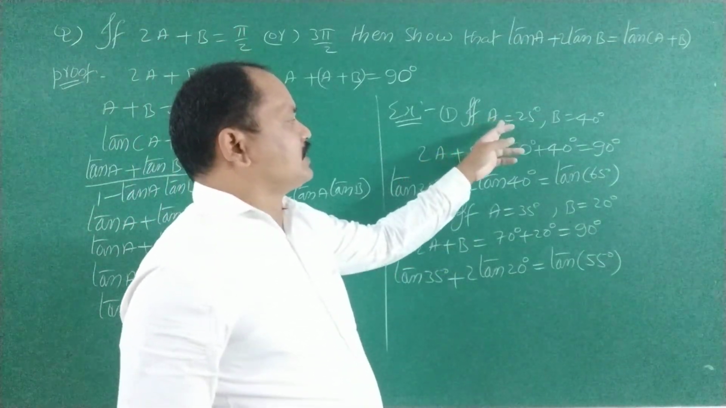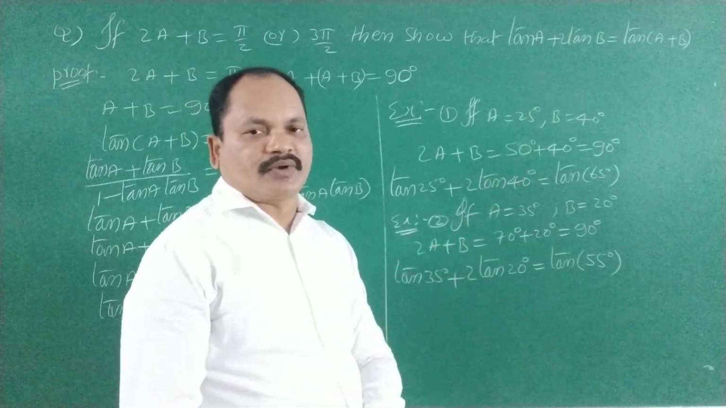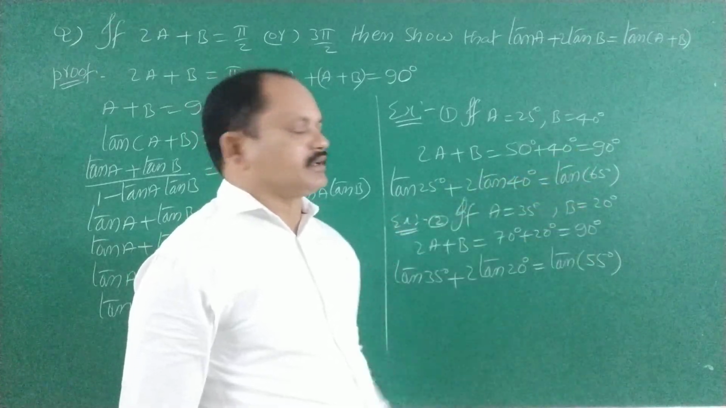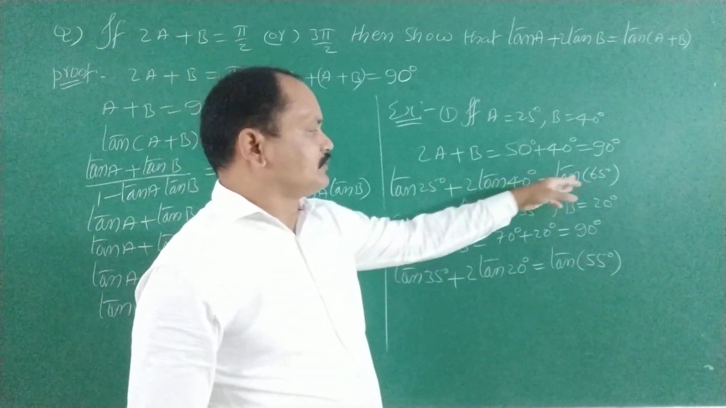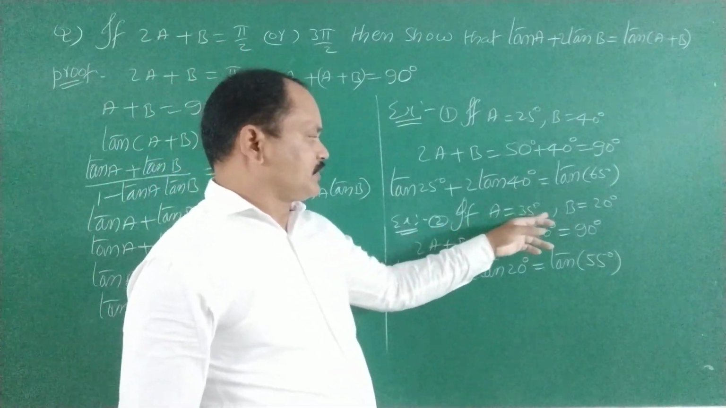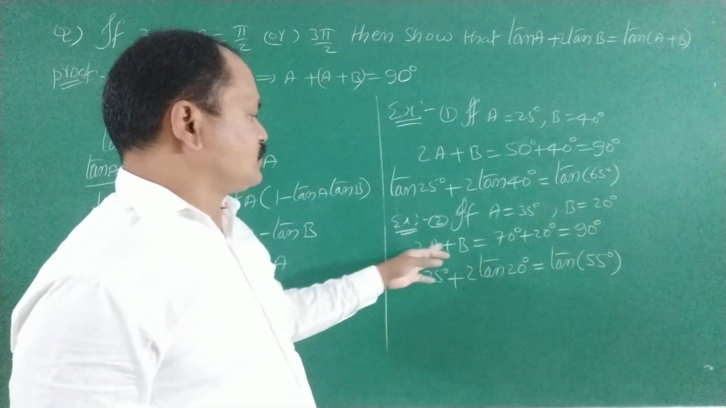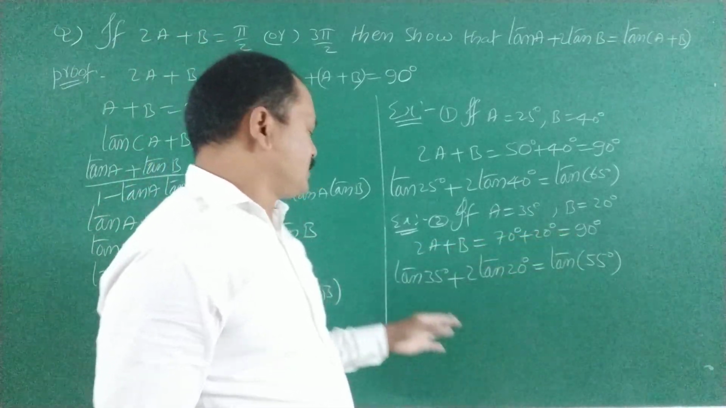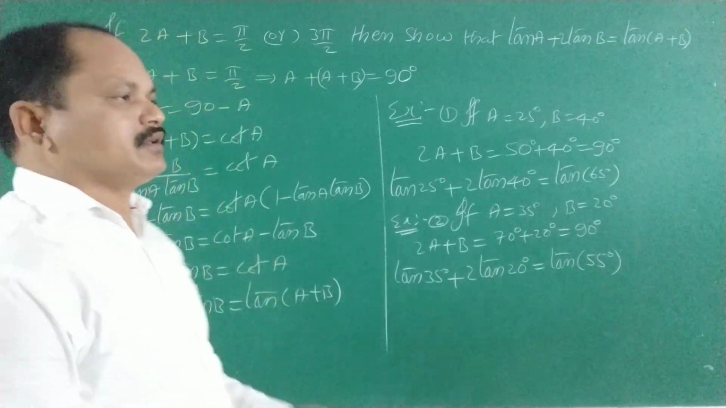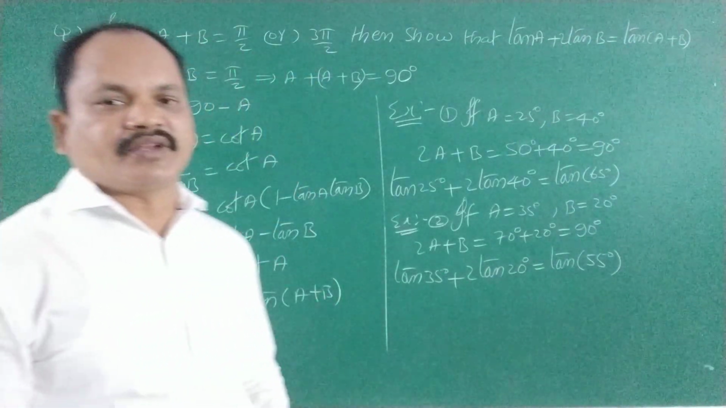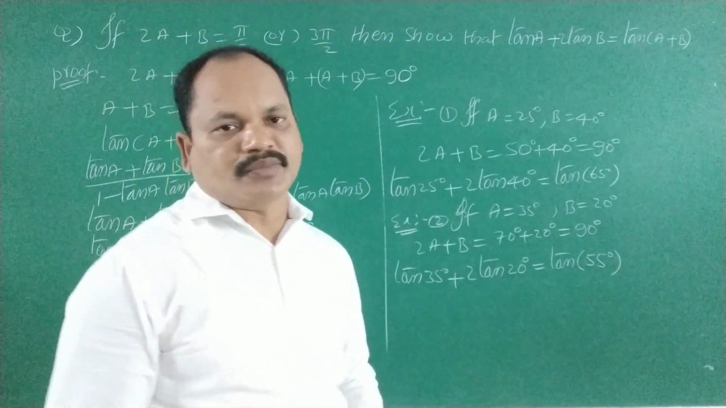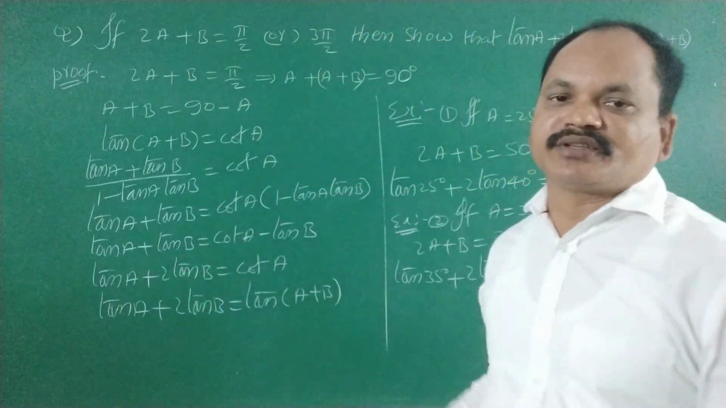Examples: 2a plus b is 90. Take a is equal to 25 and b is equal to 40. If a is equal to 25, then 2a is equal to 50, and 50 plus 40 is 90. So tan 25 plus 2 tan 40 is equal to tan 65. And if a is equal to 35 and b is equal to 20, then 2a plus b is 70 plus 20, which is 90. So tan 35 plus 2 tan 20 is equal to tan 55. These two concepts are very important, especially for objective questions. You can create questions from the concept.